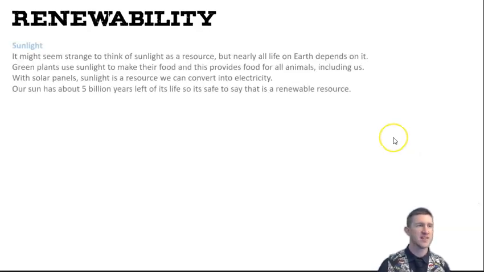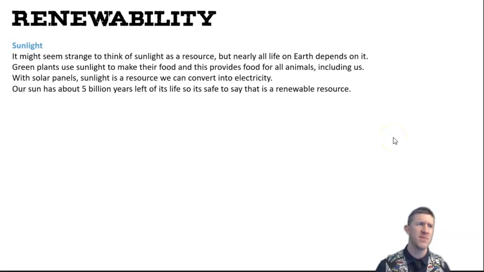An example of this would be sunlight. This might be strange to think of as a resource, but nearly all life depends on it. It's something that we need, so therefore we call it a resource. The plants use sunlight to make their food, and then this in turn produces food for animals and us. So it's very essential.